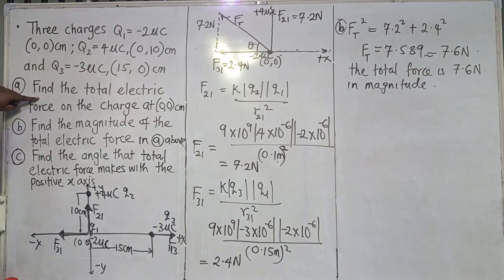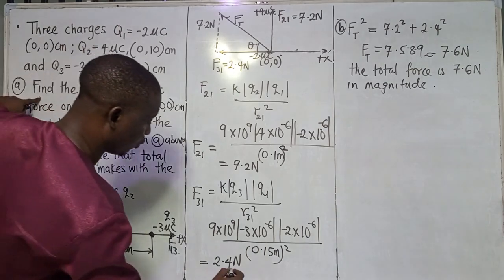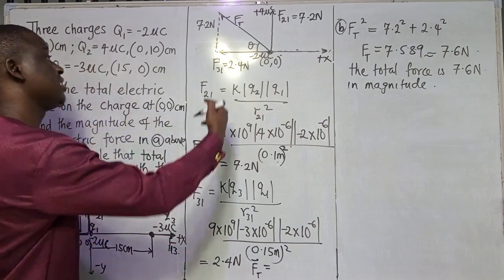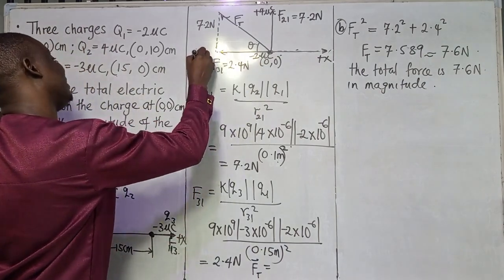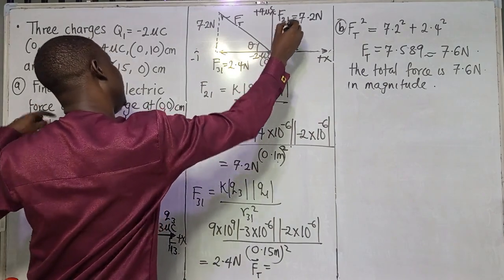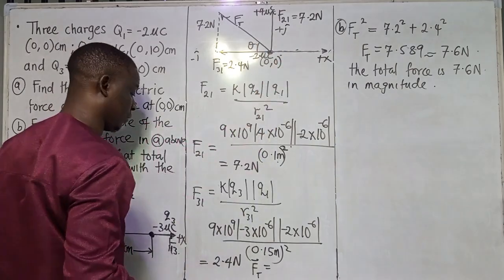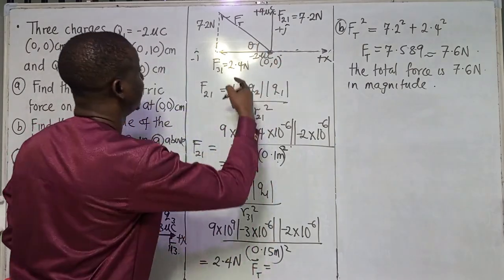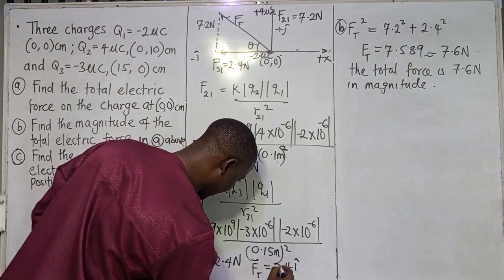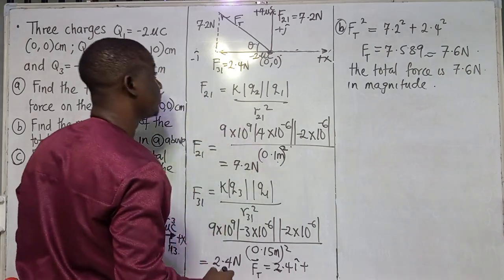But this one now is talking about coordinate format. So I'm going to write the total force as what? This one is going towards the negative i, while this one is going toward the positive j, that means positive y direction. So I'm going to write it as 2.4 i plus what?